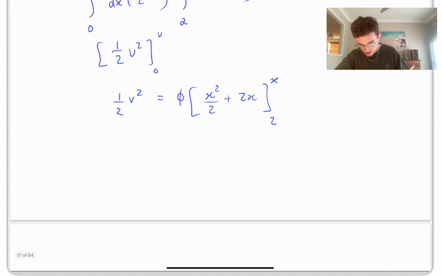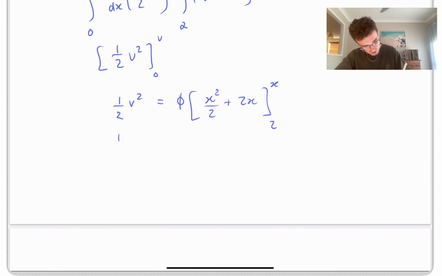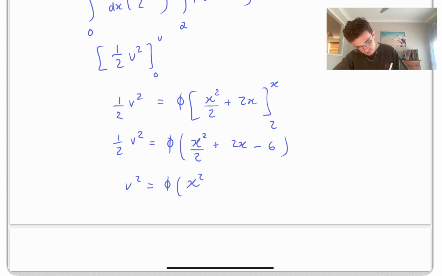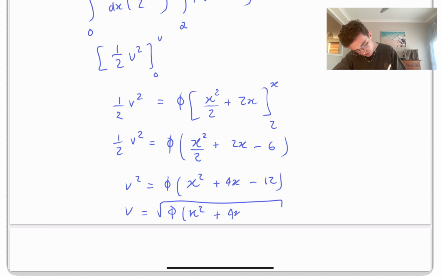Okay, so we've got a half v squared is equal to omega, and that's going to be x squared on 2. We simplify this. I'm just going to do it quickly. X squared on 2 plus 2x minus 6. We want to cancel out that half there, so v squared is equal to omega x squared plus 4x minus 12. Take the square root, and I believe we're done. Omega x squared plus 4x minus 12.